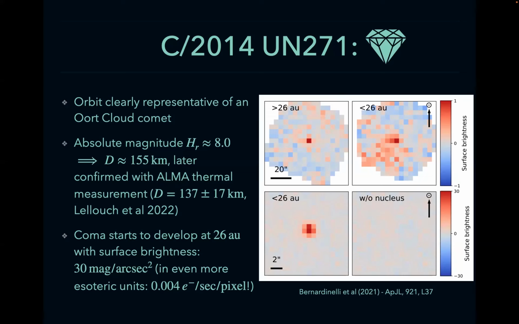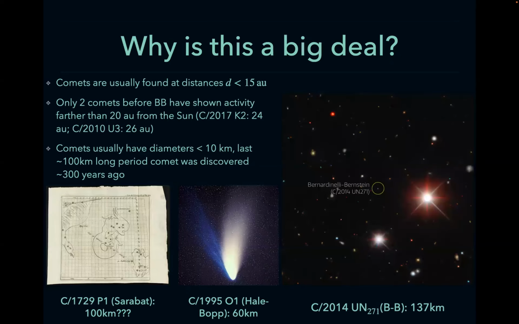So we basically saw this comet turning on as it was approaching the sun. And we measured a surface brightness of about 30 magnitudes per arcsecond squared, which, to give you a more esoteric set of units, is 0.004 electrons per second per pixel in every image, which is very faint and very hard to find. And why is this object a big deal?